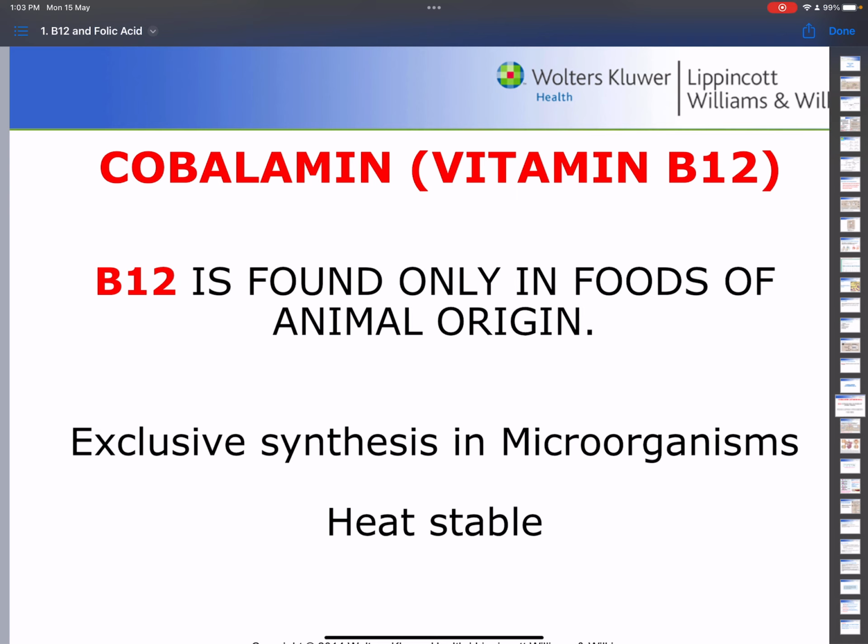So you could do a research or search. I know of other places. But mainly when we talk about vitamin B12, usually we talk about animal sources of this vitamin, because it has exclusive synthesis in the microorganisms that are found in these animals. It requires the presence of the microorganisms. Heat stable, but it's not a light stable molecule.